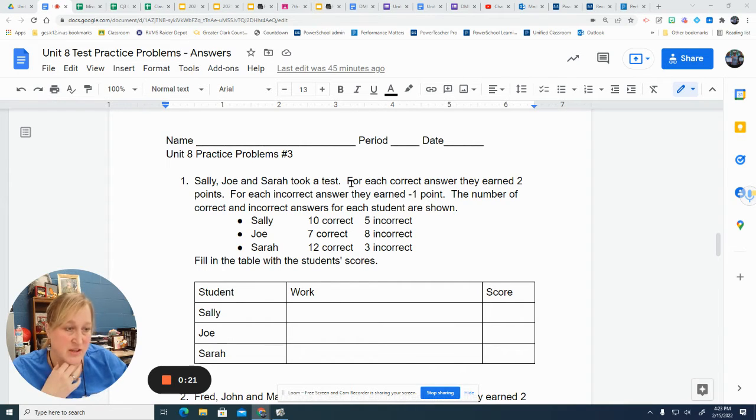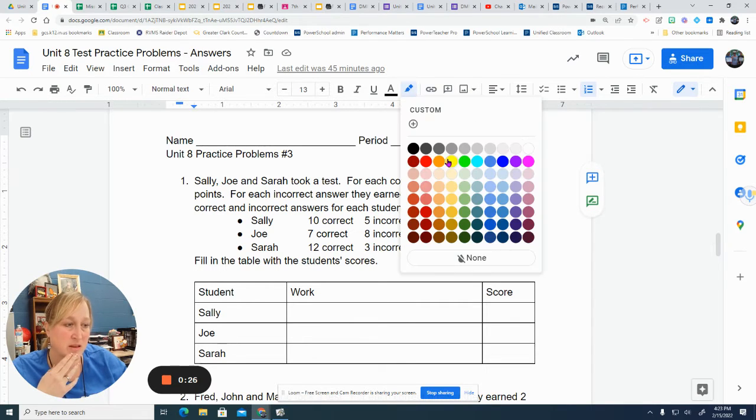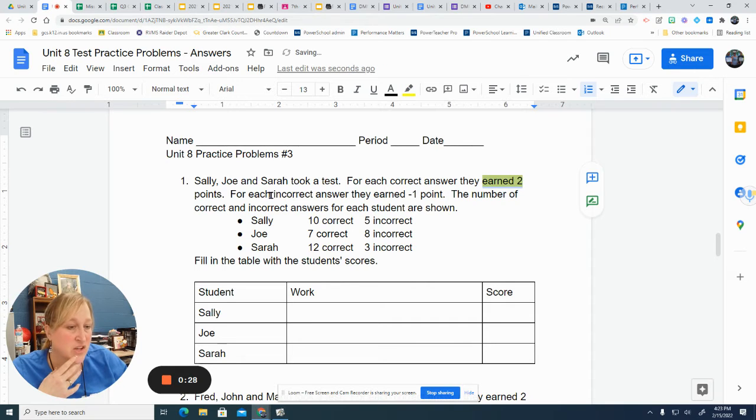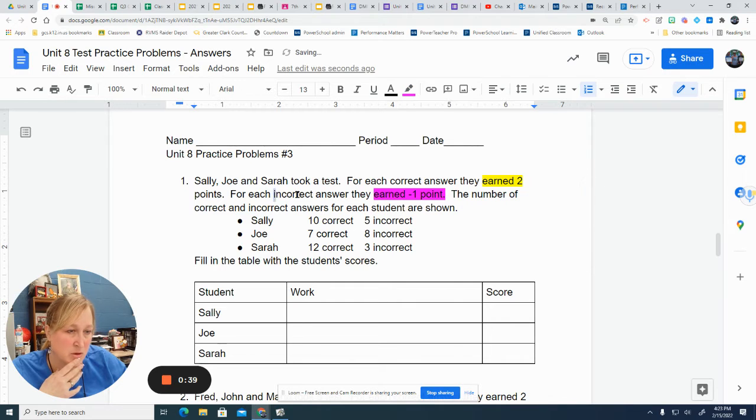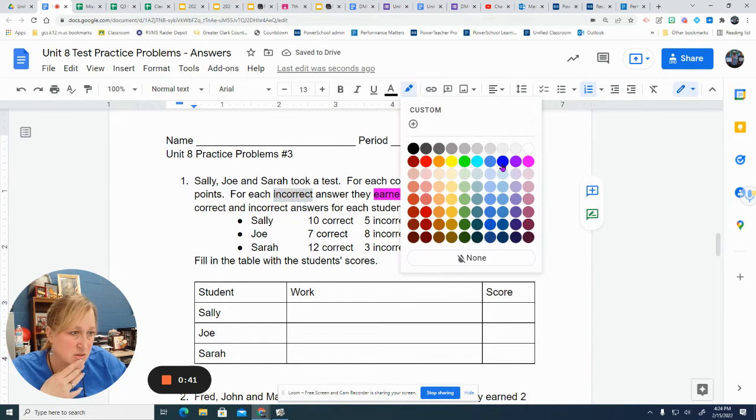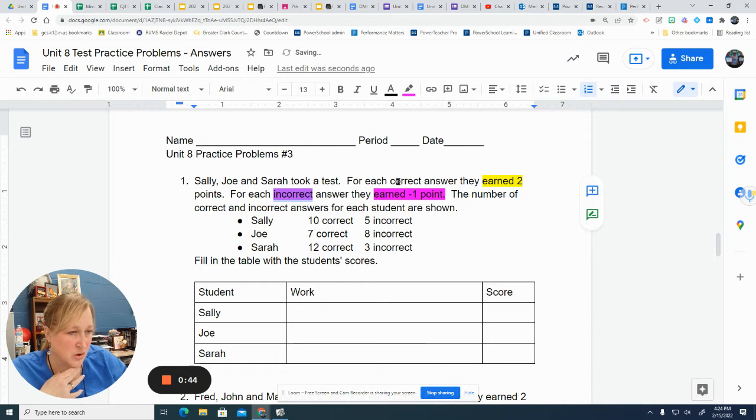Sally, Joe, and Sarah took a test. For each correct answer, they earned 2 points. So I'm going to highlight that. For each incorrect answer, they earned -1 point. Okay, so I'm going to try to match these. You would probably be doing it on your own, like with a pencil or whatever, so that you remember what information is important. The number of incorrect and correct answers for each student are shown.